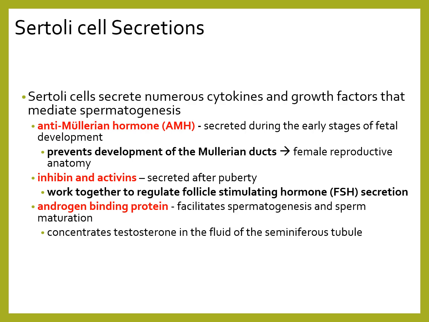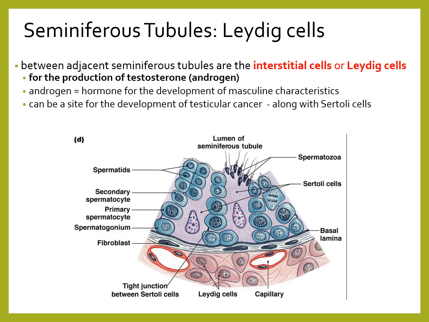Finally, Sertoli cells also secrete something called androgen binding protein. This is going to play a really important role in helping spermatogenesis and the maturation of the forming sperm. It basically acts to bind and concentrate testosterone in the seminiferous tubule so that these spermatogenic cells can undergo more efficient meiosis.